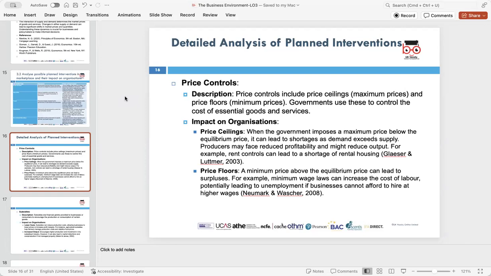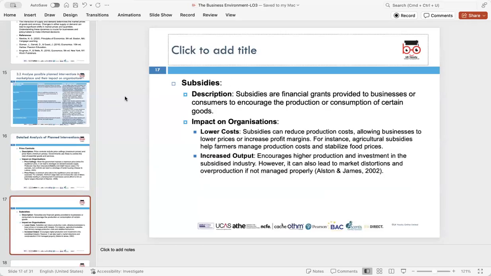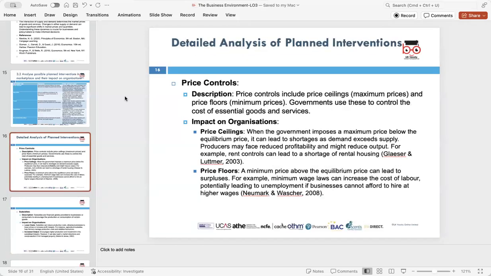Reduced profitability: organizations may see their profit decrease because they cannot charge higher prices. This can lead to reduced investment in the production of the controlled goods. So, an example: rent control is a common example where maximum rent prices lead to a shortage of rental properties because landlords are less willing to rent out properties at lower prices.